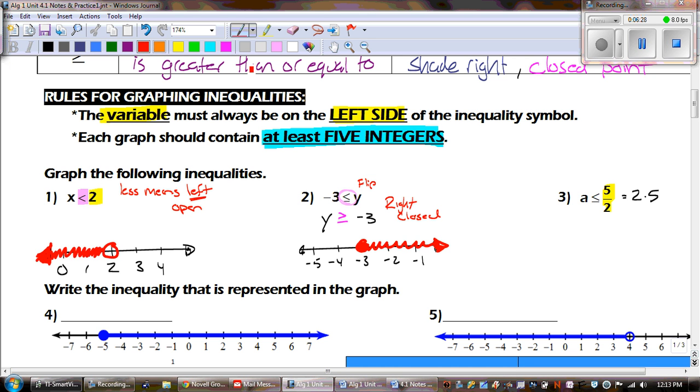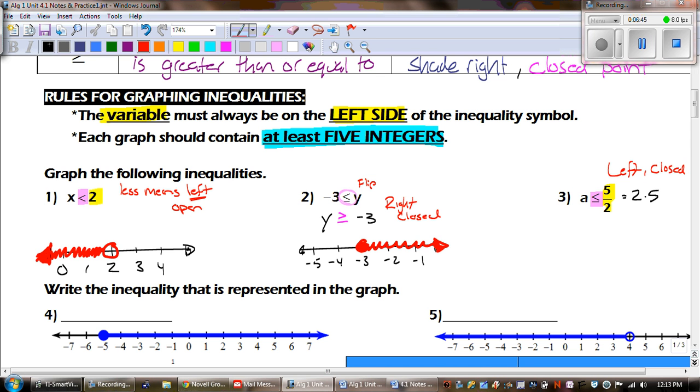Okay, and now that I know that, look at our symbol, is less than or equal to. So that means that we shade to the left. Oops. So we're shading to the left and that it's closed.